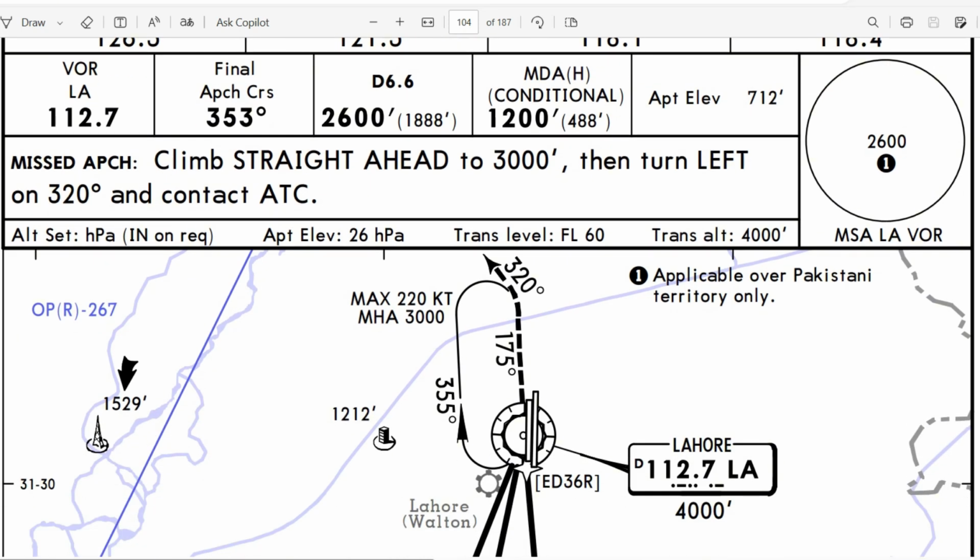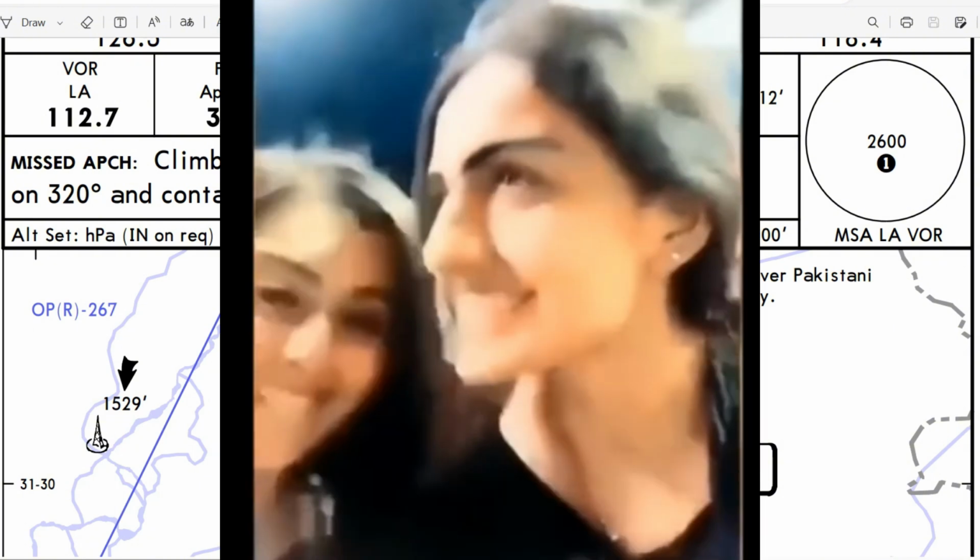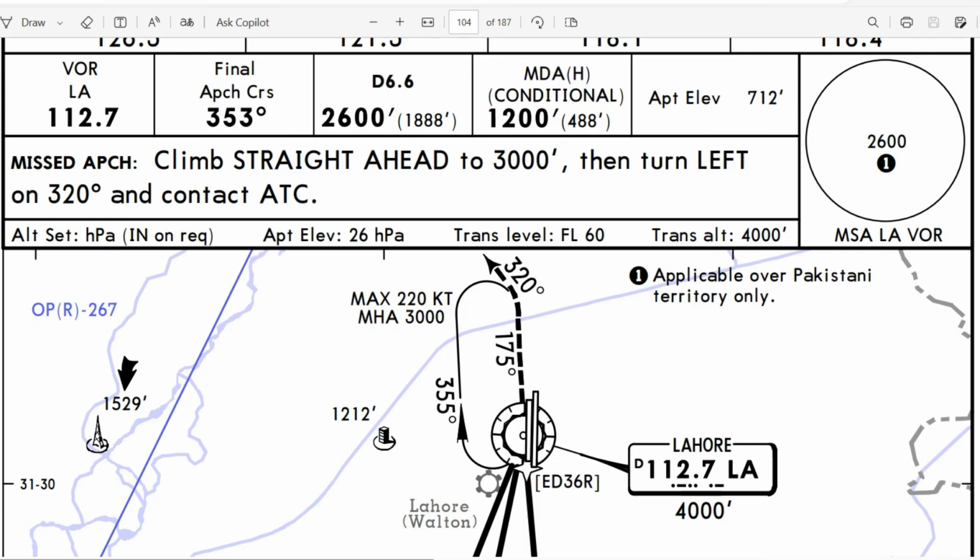And then the missed approach procedure. The missed approach procedure is very important. You should know about it because it's a time constrained environment and you have to follow a proper procedure. So climb straight ahead to 3000 feet and then turn left on heading 320 and then contact air traffic control. The further instructions will be provided by that air traffic controller.